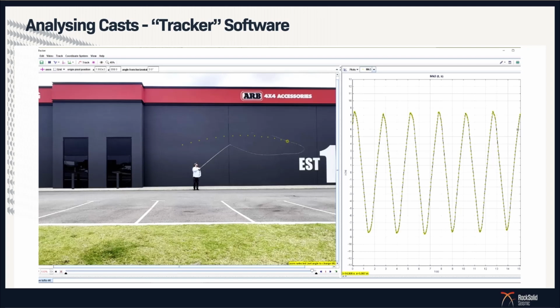Now, whether it is or not, I've had quite a lot of arguments about this with people. I don't particularly care for those arguments. By teaching casting as if the loop is a wave, I'm getting great results.